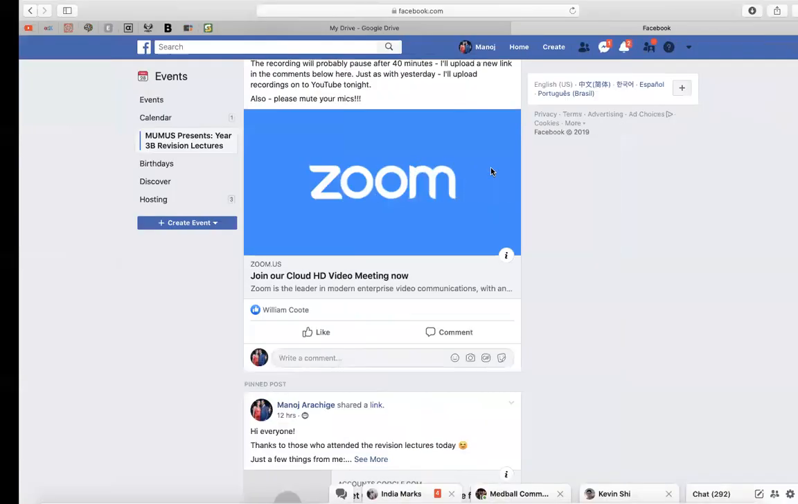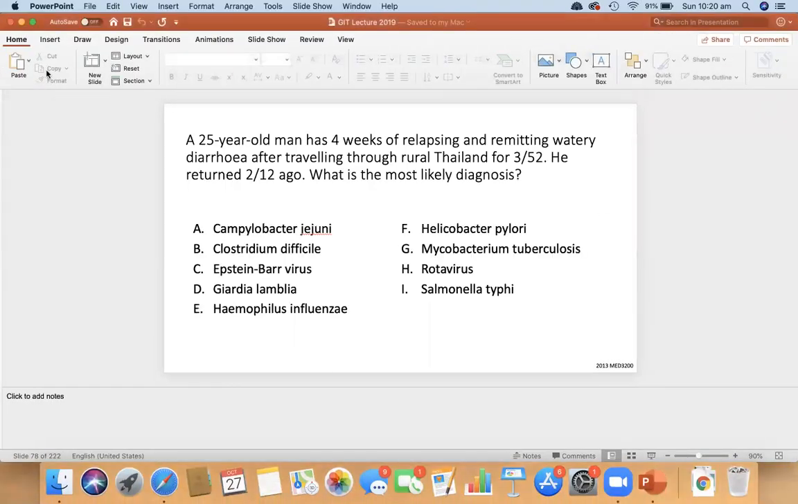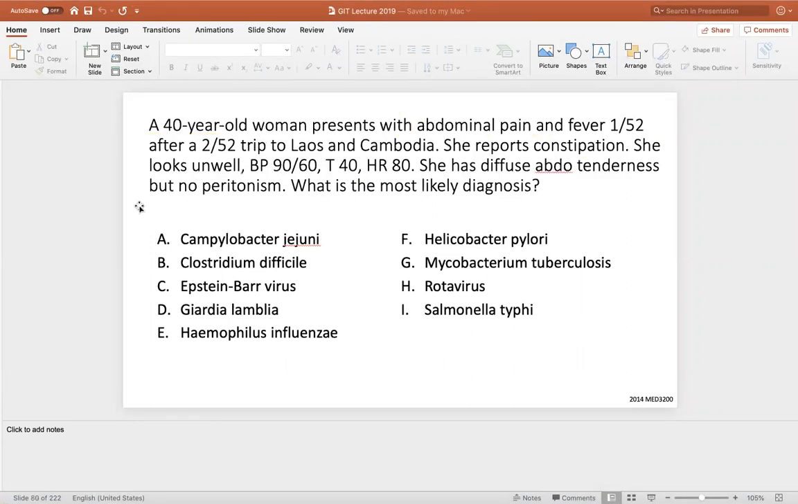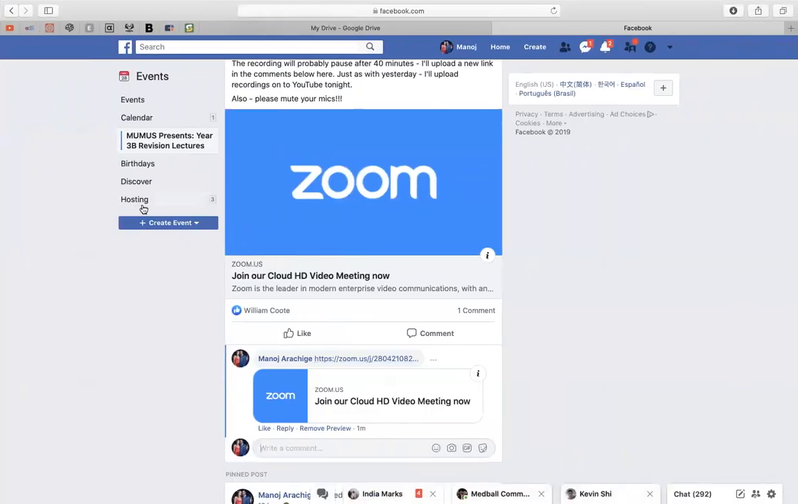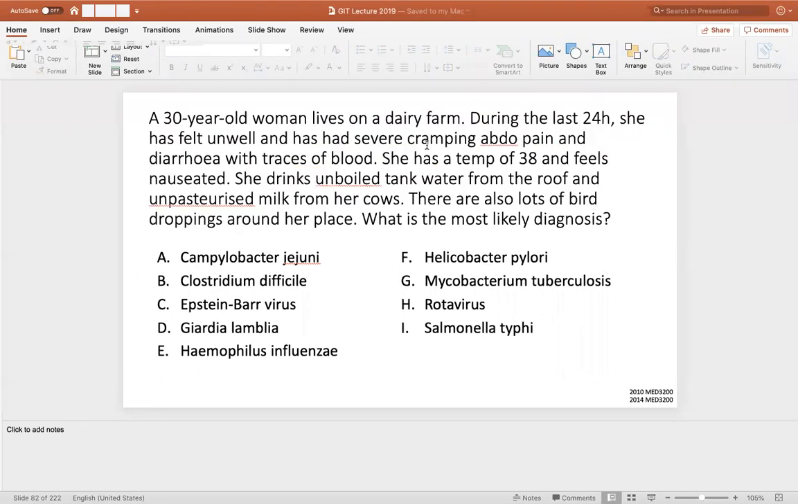Very unwell, constipation, typhoid, there it is. Yep, good. I think last year we just got fever, constipation, and something else. And I think it was typhoid. Okay. Dairy, blood, tank water. Yeah, okay. What is it? Okay, so just do that. Yeah, sweet. Thanks.